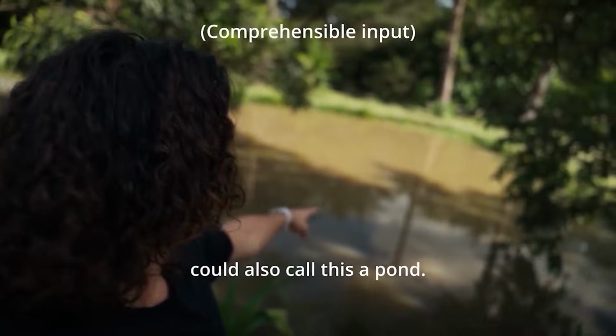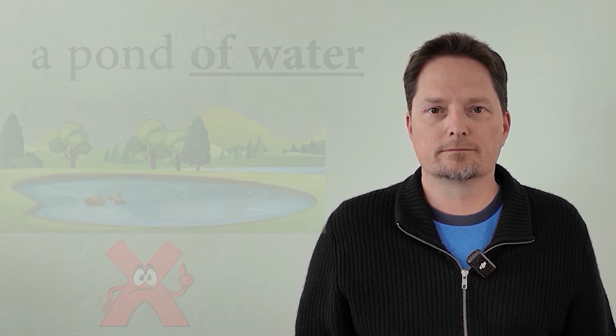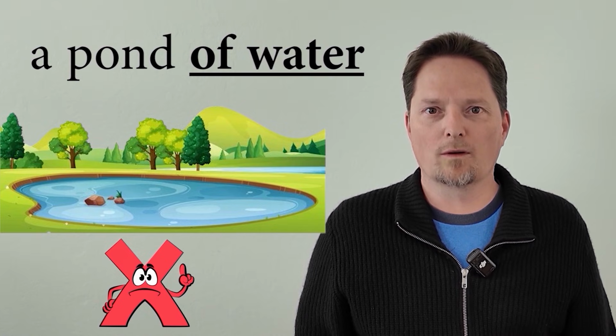And don't say this either. You could also call this a pond. It's a pond of water? We don't say this because it's a pond. It's always water. We don't say it's a pond of water.